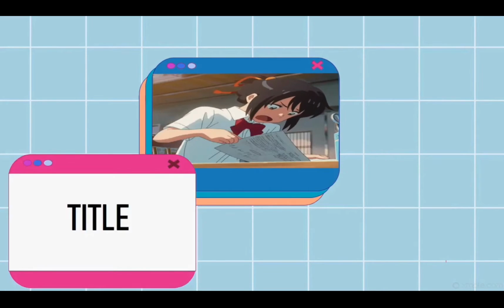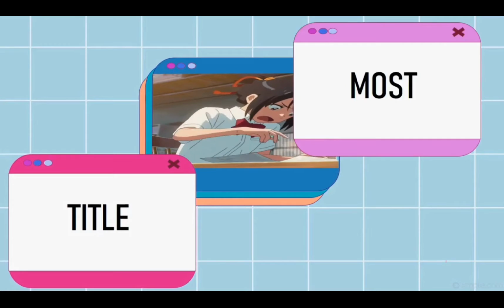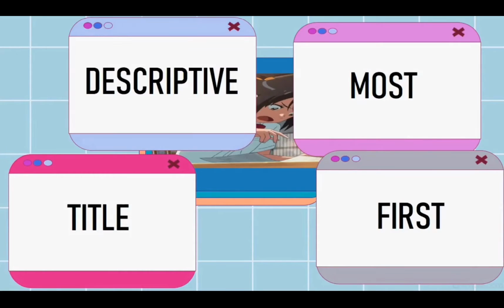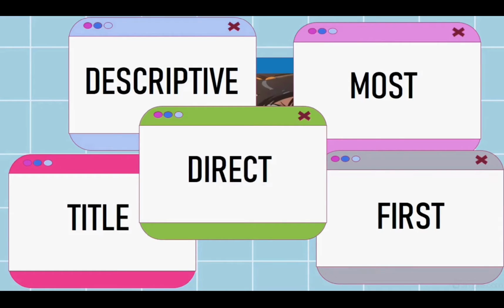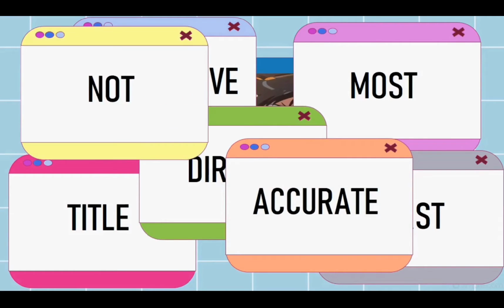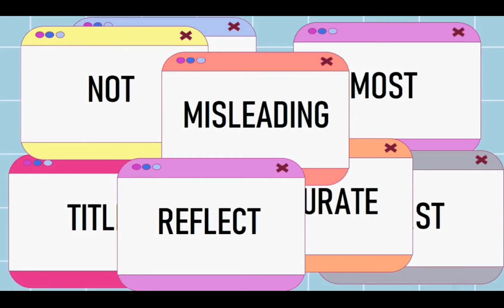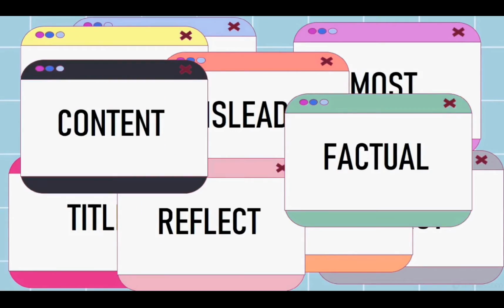The title is the part of the paper that is read the most and usually read first. It should be descriptive, direct, accurate, and should not be misleading. It's usually composed of 10 to 21 words and should reflect the factual content of the paper.